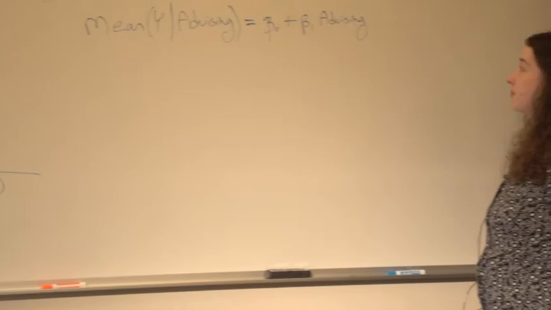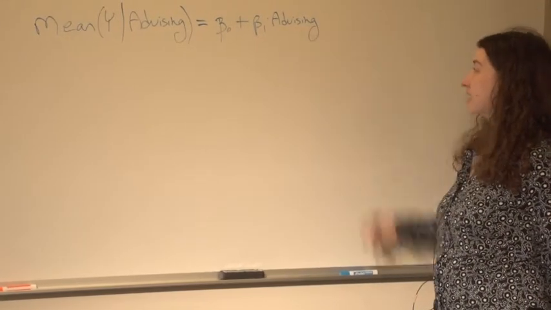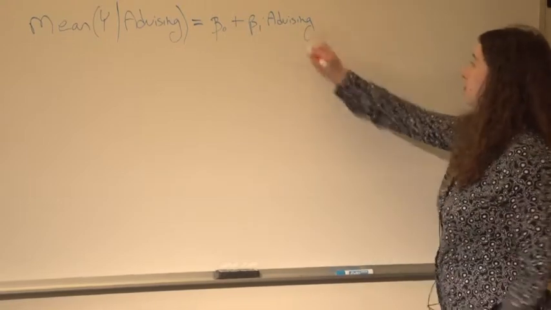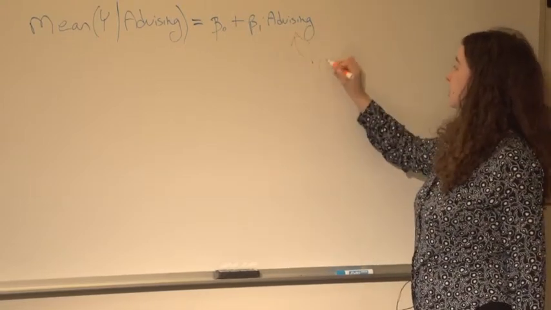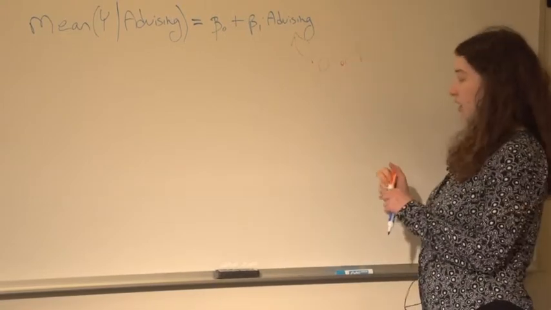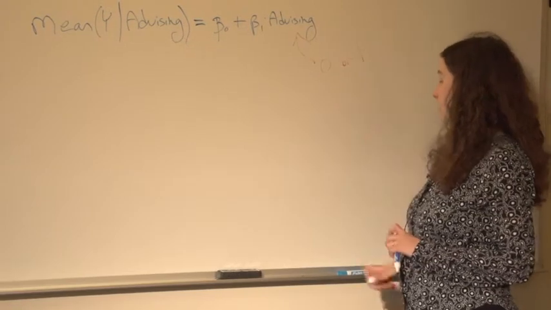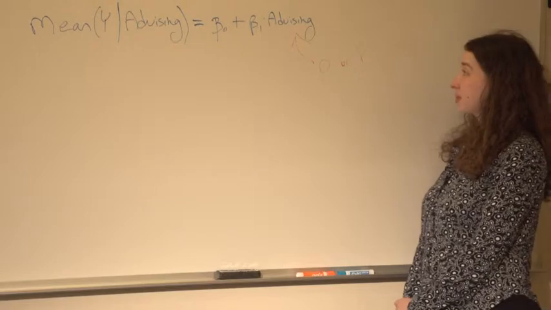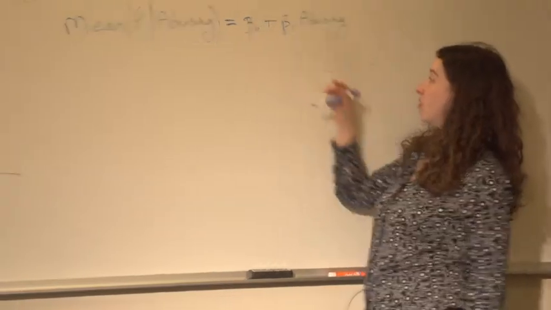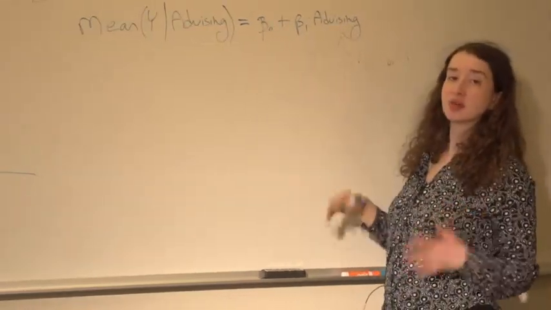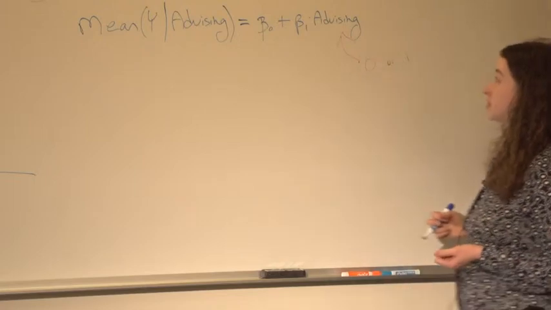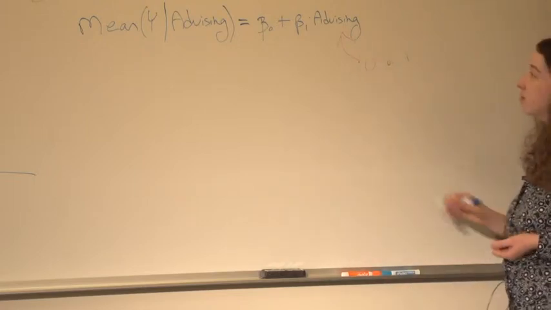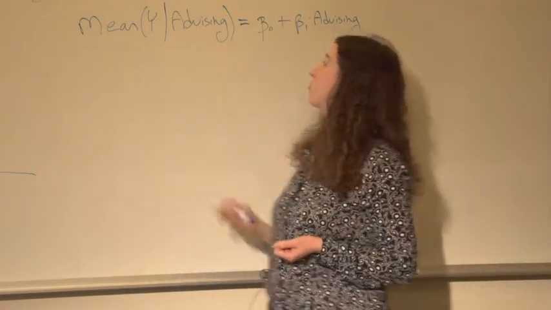What do we have here? Advising is an indicator variable, a dummy variable. Advising is equal to either 0 or 1. It's equal to 1 if the student had advising, and it's equal to 0 otherwise. Beta 0 and beta 1 are just symbols, they're just parameters, they're things that we can try to estimate. So how does this equation relate to that picture?